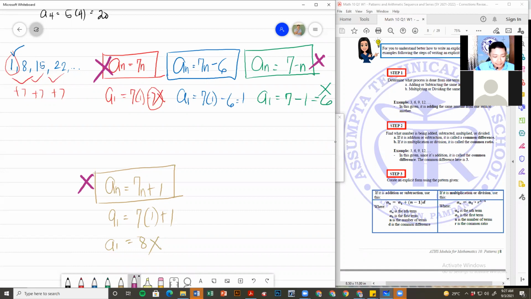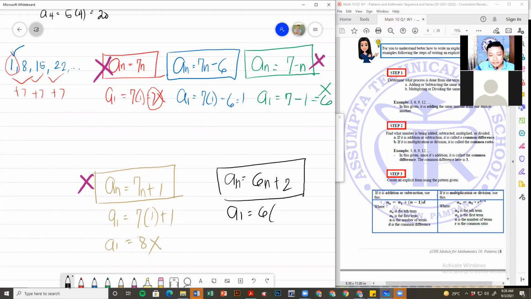Let that be the purple. Black na lang yan. A sub n is equal to 6n plus 2. This is another proposition from our classmates. Let's try. A sub 1 is equal to 6 times 1 plus 2. That becomes 6 plus 2 and that is 8. And it still doesn't work because your first term should be 1. Let's continue the luck of color blue.